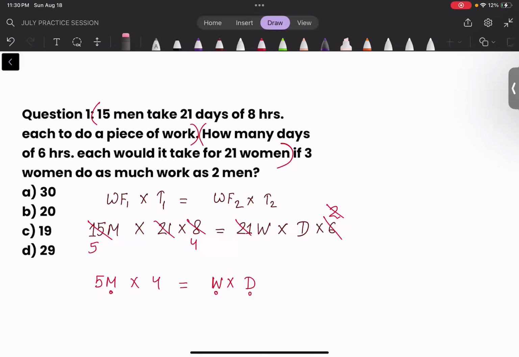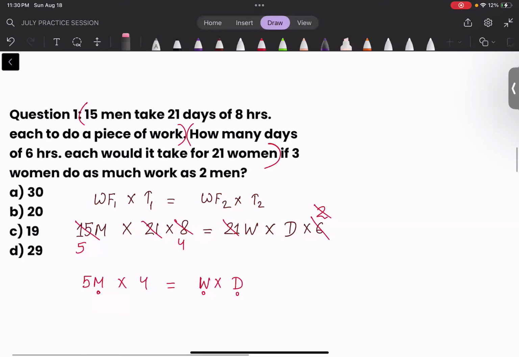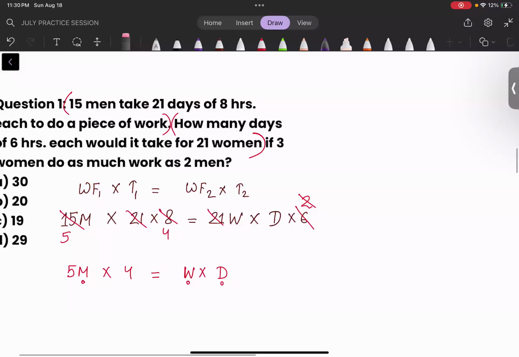Now, if I ask you, can you solve this equation? Is it possible? No, because there are too many variables. There is one more piece of information given in the question. See that information? They have given three women and two men. Three women can do the same work as two men. So can I say 3W equals 2M?